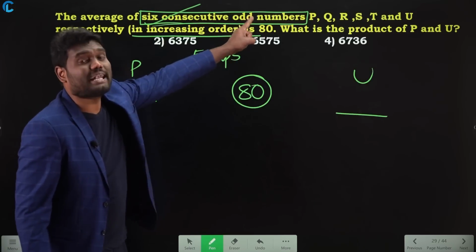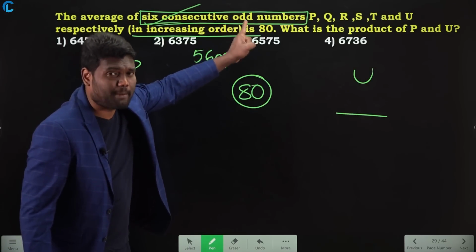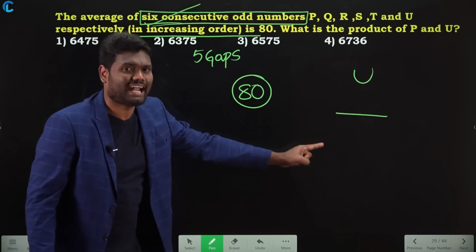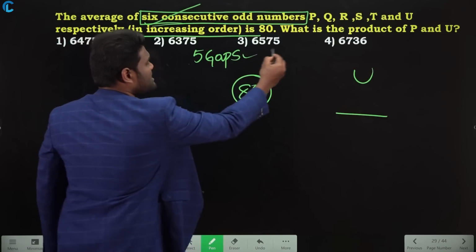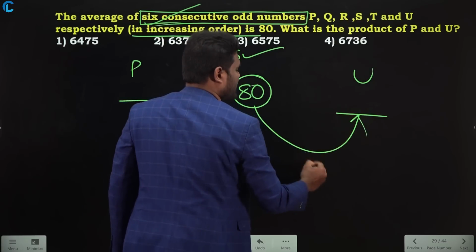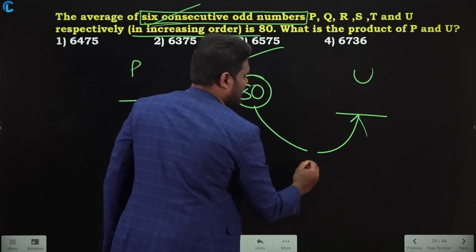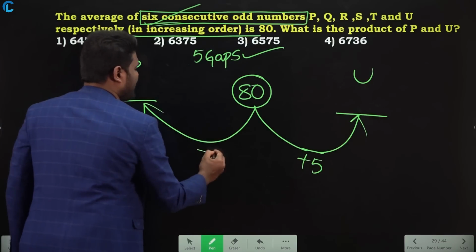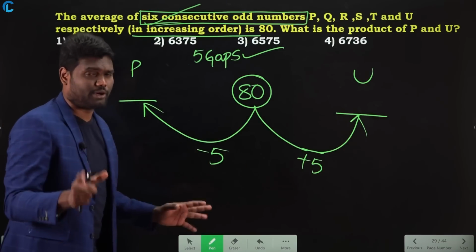As it is an odd number, I told you, whenever you have odd numbers or even numbers, directly add the number of gaps. That is what I have told. As it is 5 gaps, now this is going to be plus 5. Yes or no? Directly add the number of gaps. If you need the smallest number, then you need to do minus 5. This is a very, very important point.